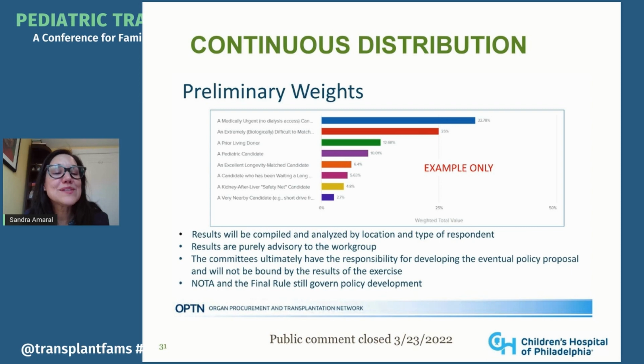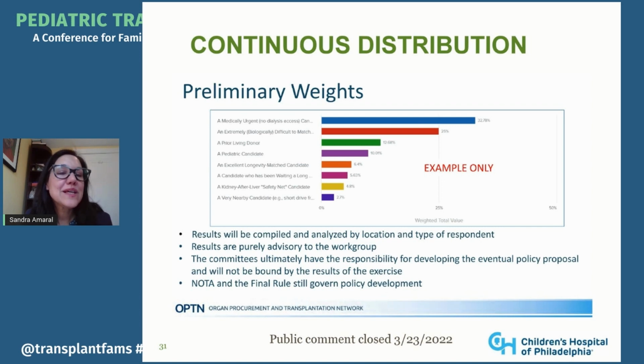So UNOS and the OPTN have done some prioritization exercises, and they asked for public comment feedback, which just closed a month ago. And they asked people, if you did the exercise, you had to kind of compare two things with a slide bar and report what you thought should be prioritized over another category. So this is just an example, but you can see medically urgent, extremely difficult to match, prior living donor, pediatrics, excellent prognosis for longevity, all these sorts of things. And so people could create a kind of a weighted score. How many points should you get if you fit into these categories?